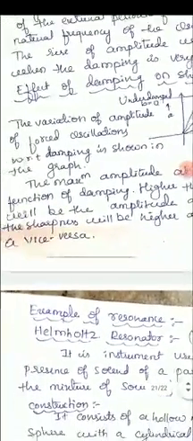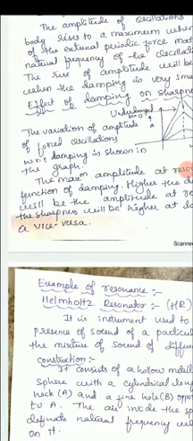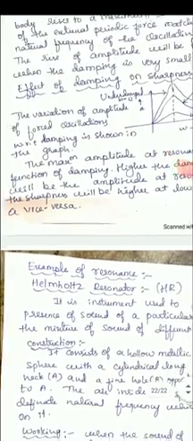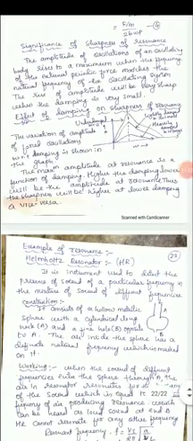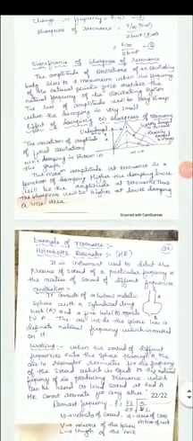So that's why you can see the variation of amplitude in forced oscillations with respect to the damping, and the maximum amplitude at resonance is a function of damping. The higher the damping, the lower the amplitude at resonance. Thus the sharpness will be higher at lower damping.